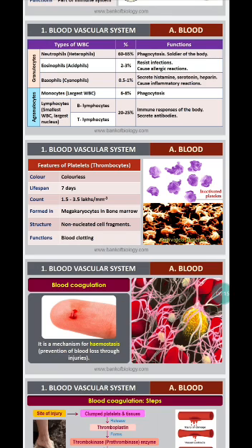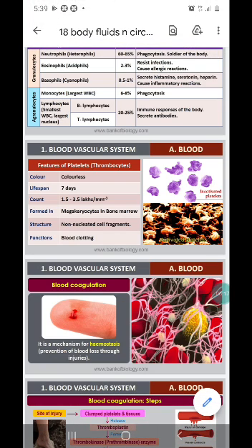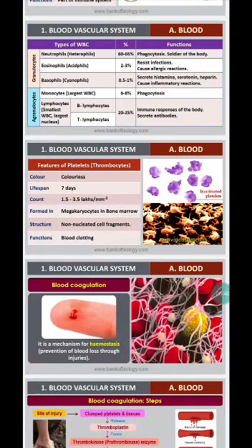Now coming to the platelets or thrombocytes, they are also colorless. Their lifespan is about 7 days, and their function is to help in blood clotting. They are formed in the bone marrow from special cells called megakaryocytes. They are non-nucleated cell fragments, with no nucleus.